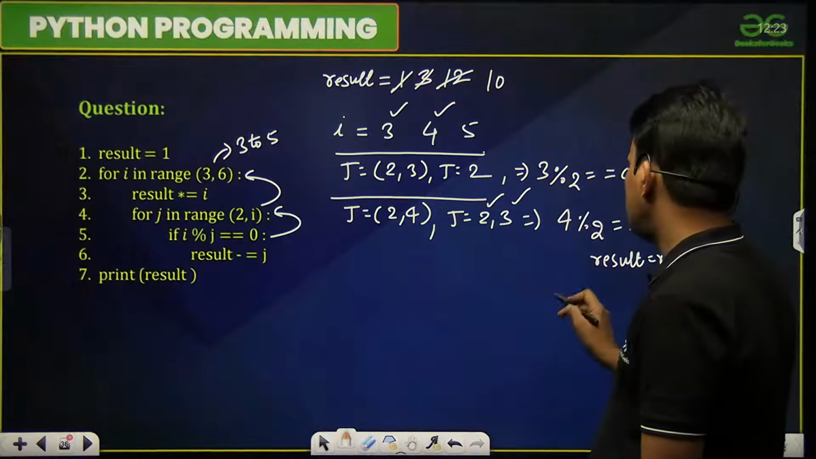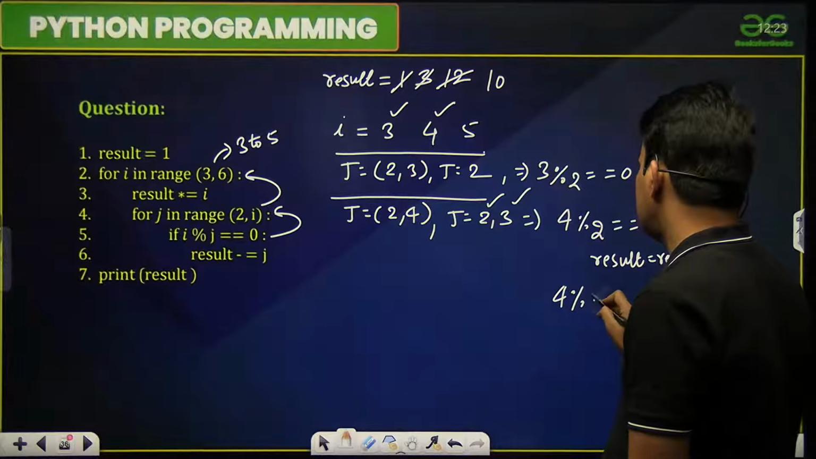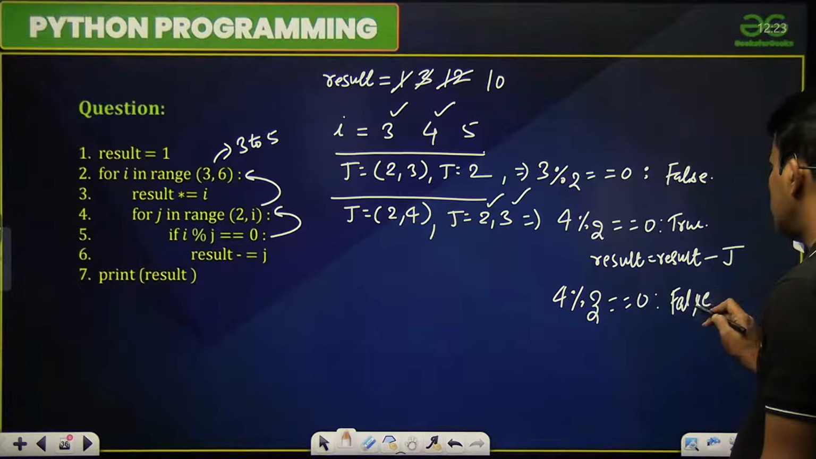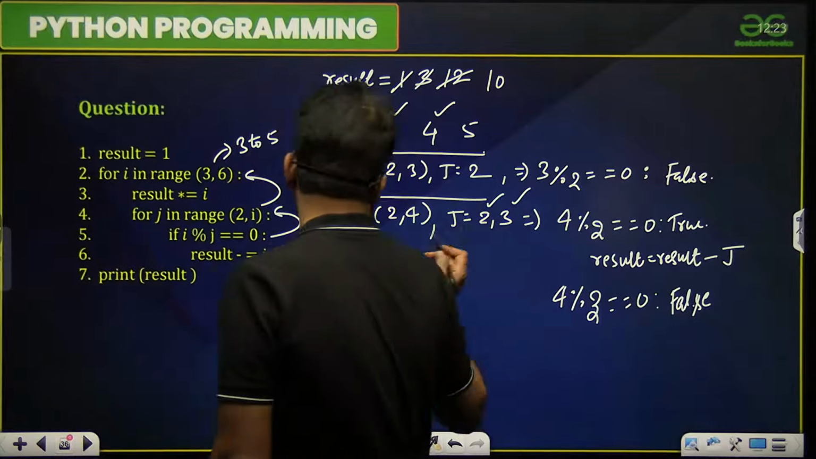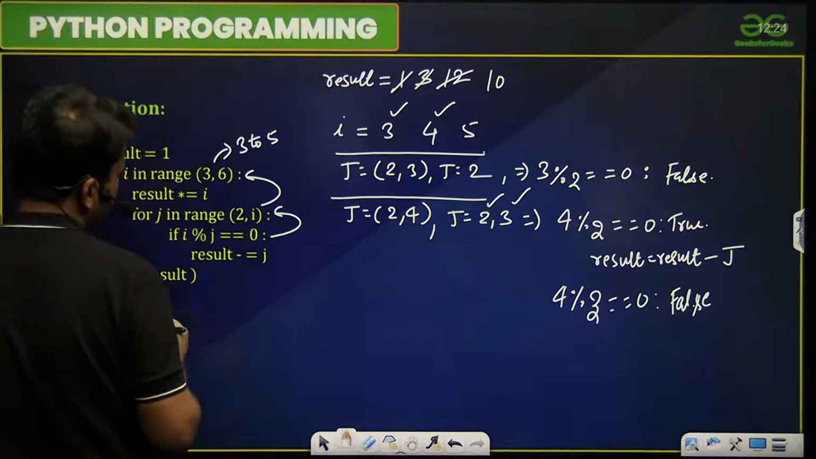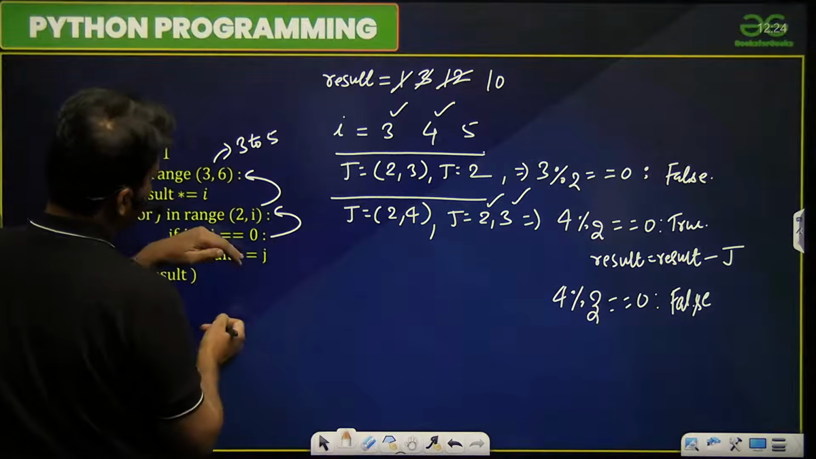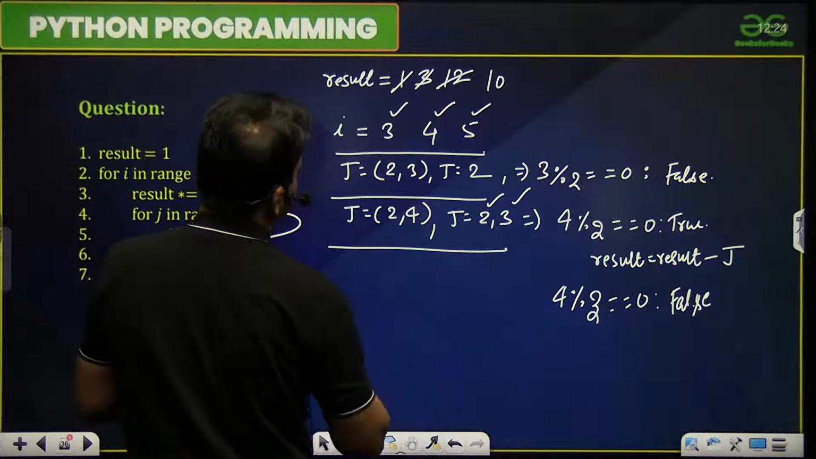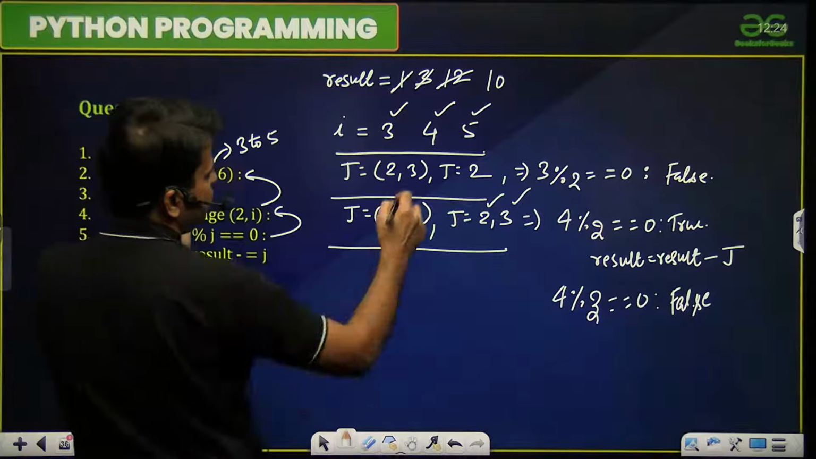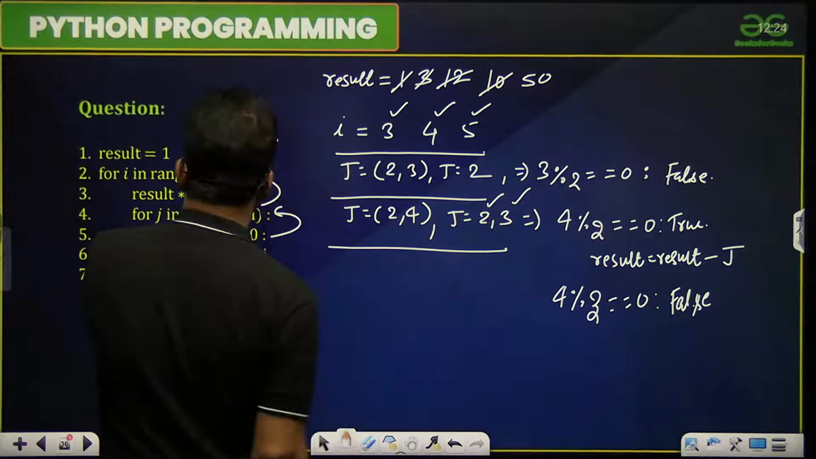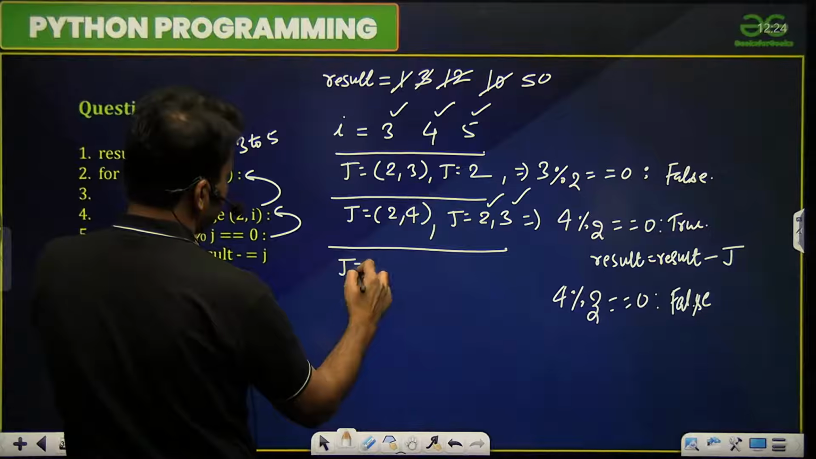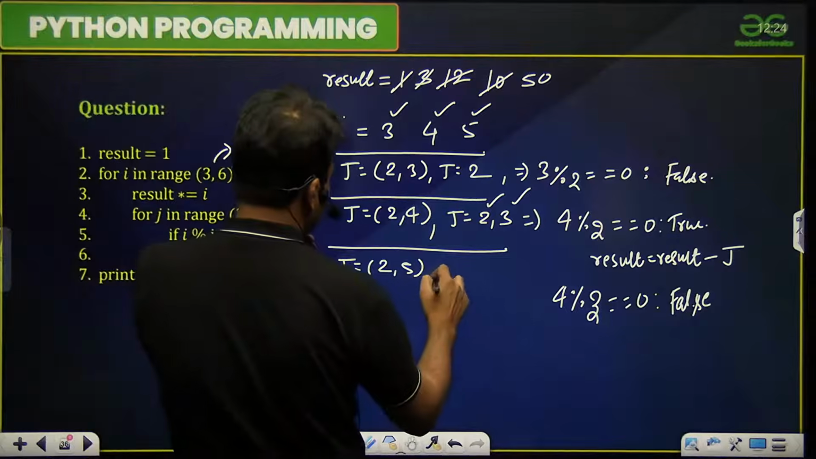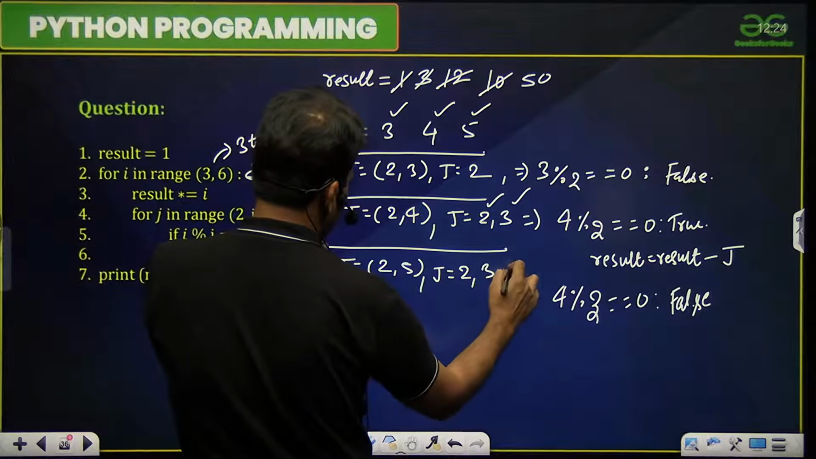If j equals 3, i modulus j: i is 4, 4 modulus 3 equals 0? No, this condition is false, student. So j has completely iterated. Now go to the outer loop and take i equals 5. First result equals result into i, so result will be 50. Okay. j in the range 2 to i, where i is 5. So j is 2, 3 and 4.